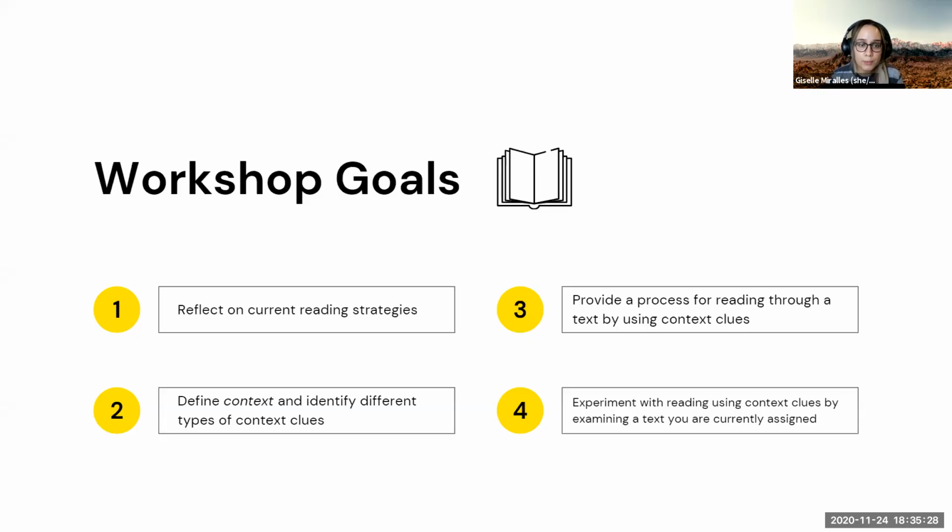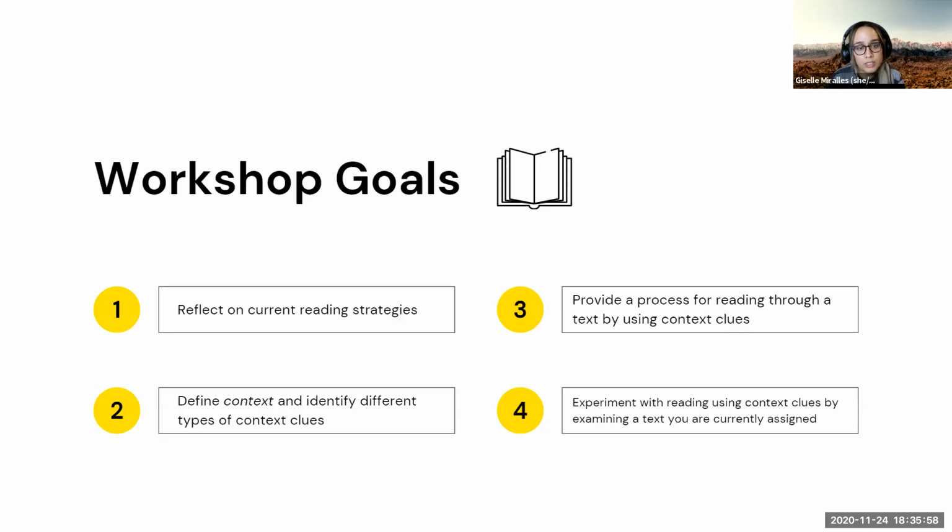So, a few workshop goals for today's reading workshop. The first one is I'm going to have you reflect on your current reading strategies just so you can understand your process a bit better. The second thing is we're going to define context and identify different types of context clues. You might have heard that term before, context clues, and this workshop is going to help define what those actually are and how to look for them while you read.